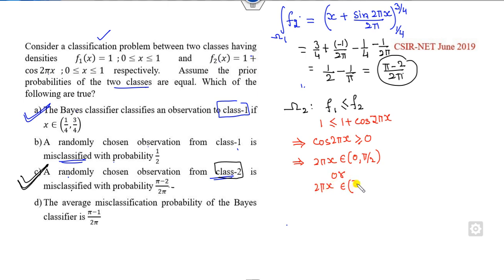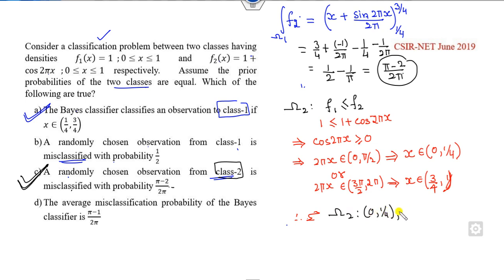So what is the fourth quadrant? 3 pi by 2 to 2 pi. So from here you can find the value of x is 0 to 1 by 4, and from here you can find the value of x as 3 by 4 to 1. Fine. So therefore gamma 2 is (0, 1 by 4) union (3 by 4, 1).